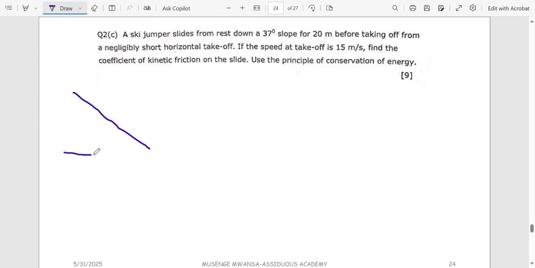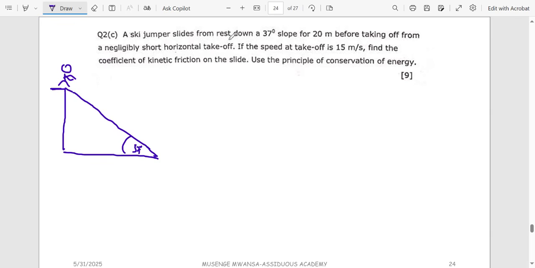In physics, the way we interpret questions is by using a diagram. Something like this. We've been told the sky jumper slides from rest down a 37-degree slope. So this guy was on a 37-degree incline, taking off from a negligible short horizontal, meaning that he was somewhere here, just a short distance. And then he had to slide down. If the speed at takeoff is 15 meters per second, find the coefficient of kinetic friction.